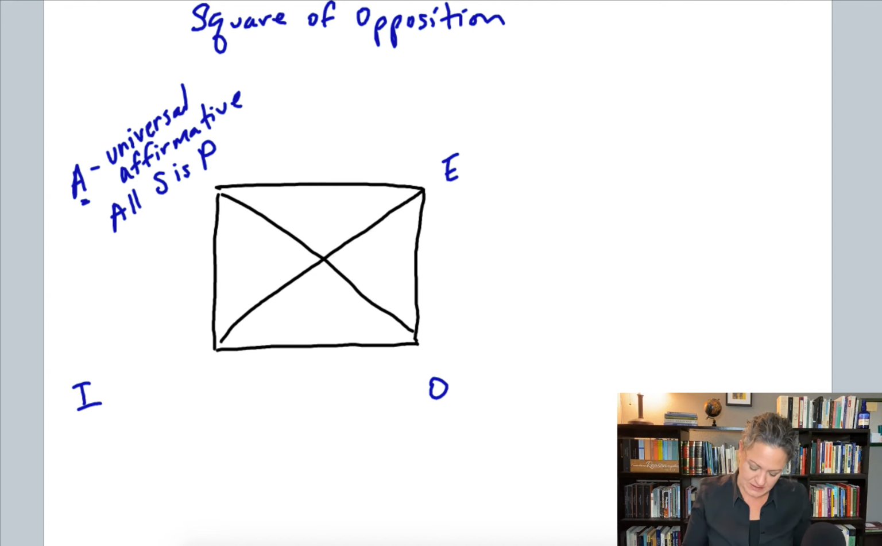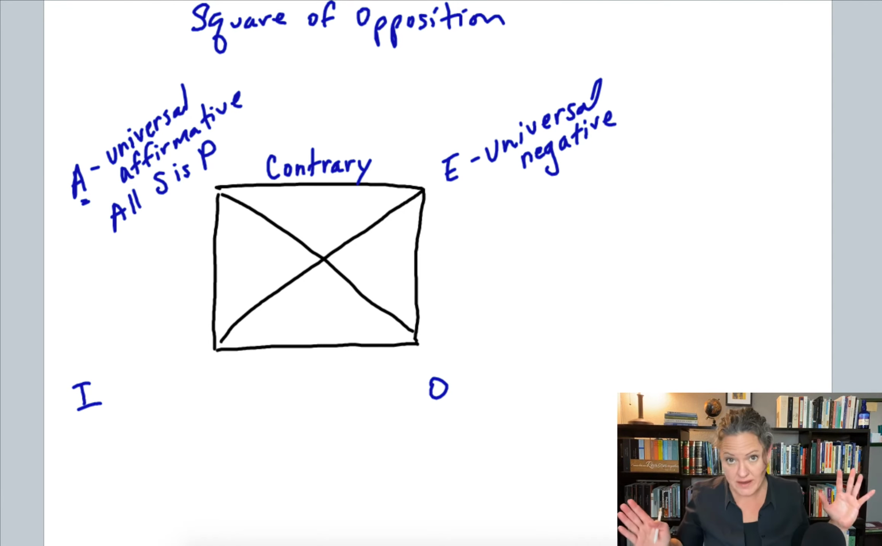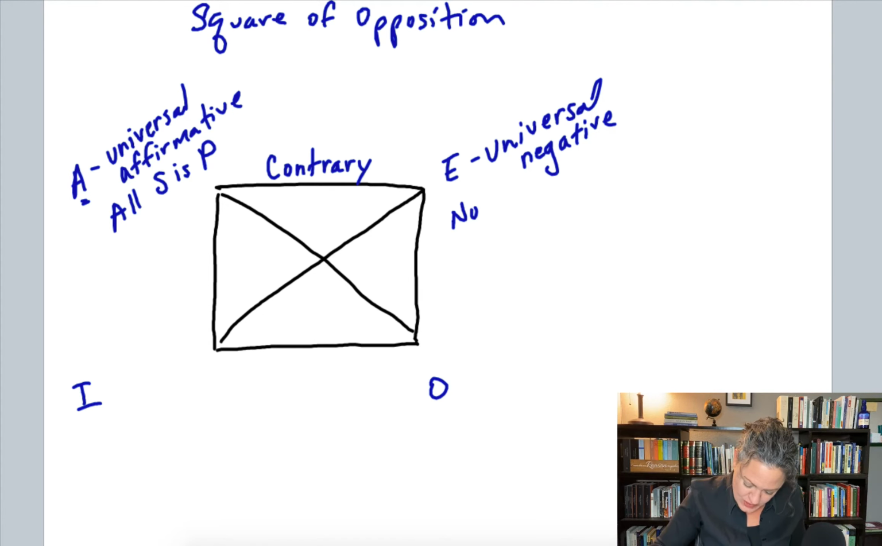The E statement is related by being its contrary. The contrary statement says no S. Actually, let me go back and tell you it's a universal negative statement. And the universal's none. Absolutely none. And negative is none. So no S is P. That would be saying no iPhone is Apple. We would say that's not true, right?